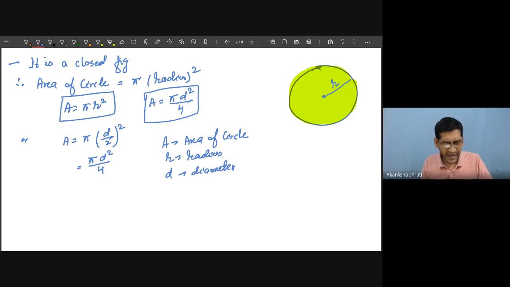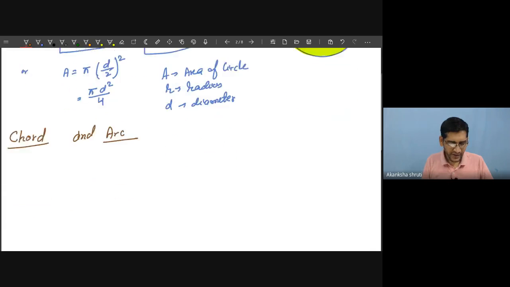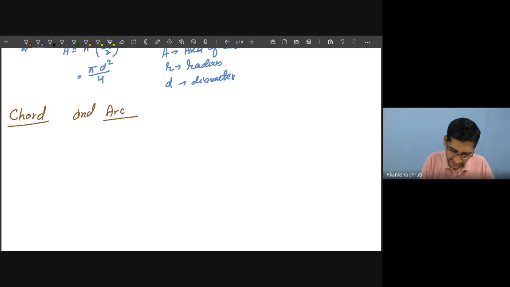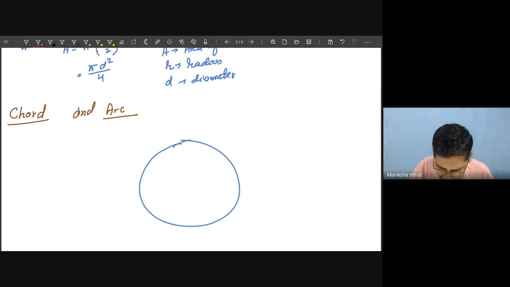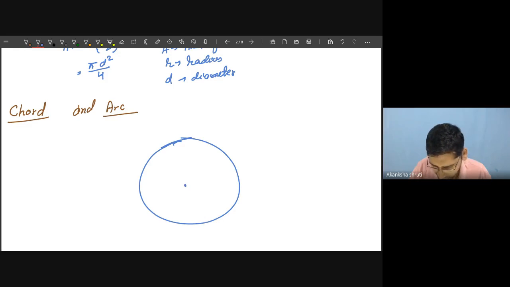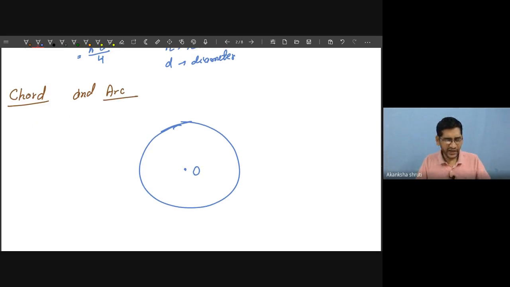Now, there is another term called chord. So let us come to that. Or we can start with the arc. Chord and arc, both we will understand together. Okay, students, let us consider a circle. This is a circle with center O. On the boundary, let us take two points, A and B. Then how can we reach from A to B?